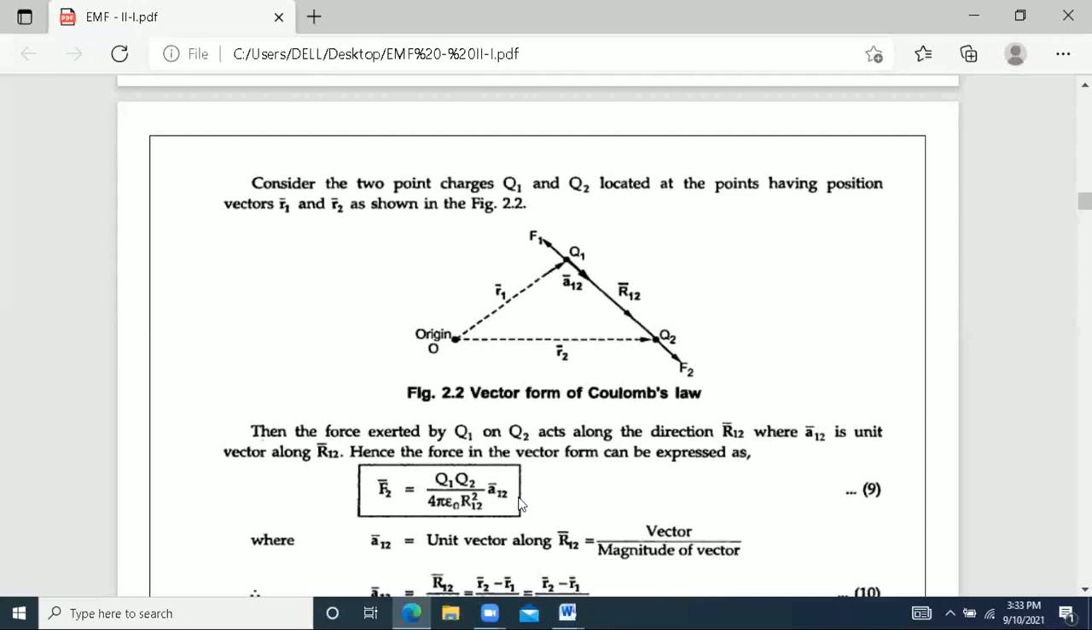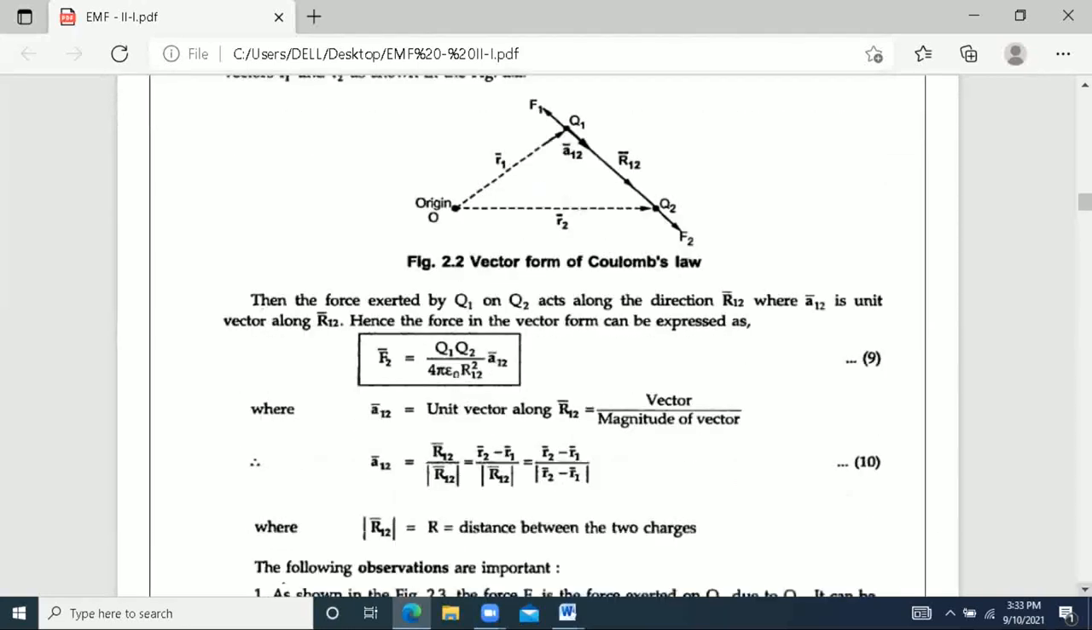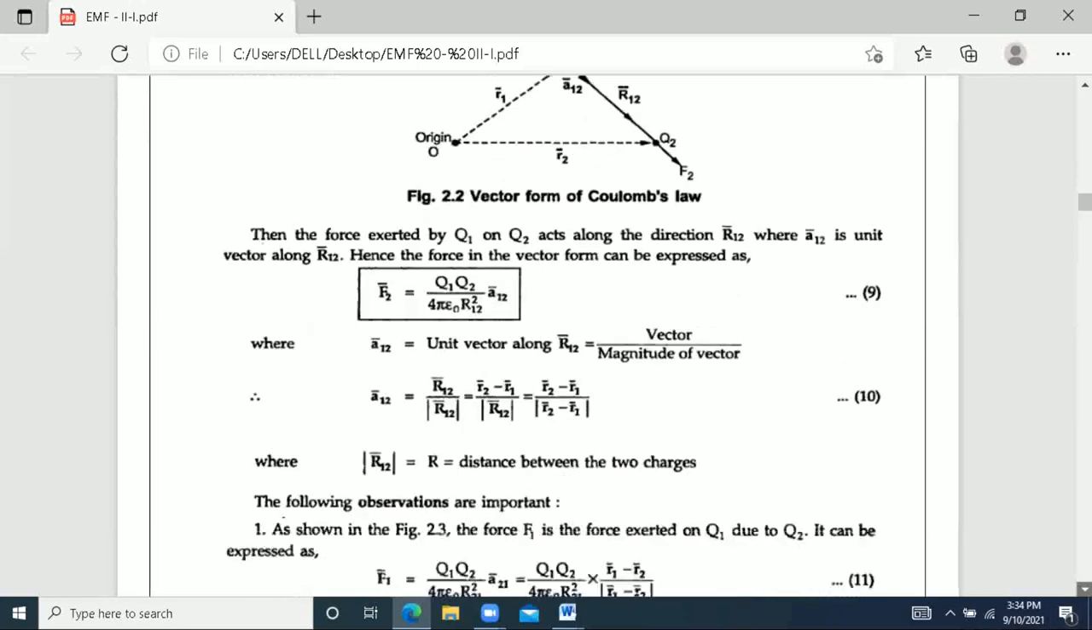Let me point out something. When we just write out the general equation, we say it was Q1 Q2 over 4 pi epsilon naught R squared, right? Now, A12 is this. So, which I'm going to ask you this now.